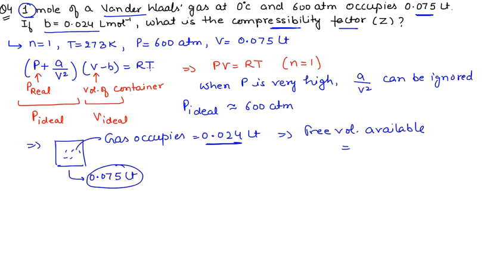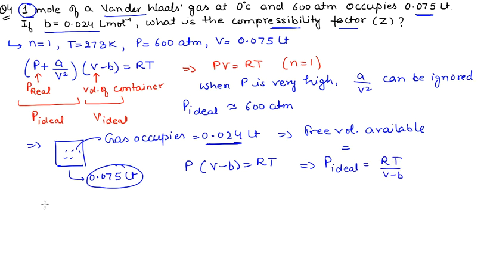Okay, so using this equation now, because P plus A upon V square is approximately P, the equation reduces to P into V minus B is equal to RT. So from here we can solve the values. This P is your P ideal. So your P ideal is equal to RT upon V minus B. Now substitute the values, the value of R.